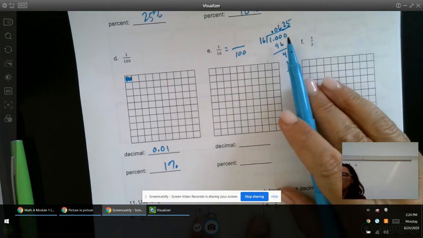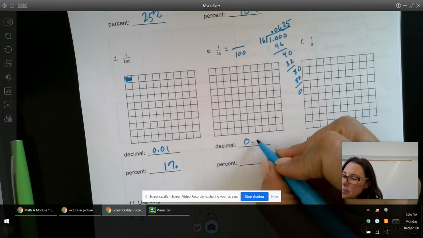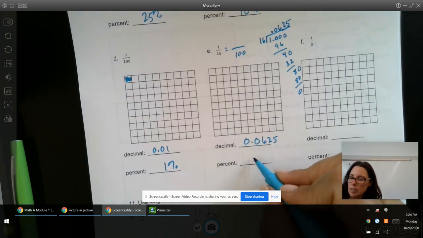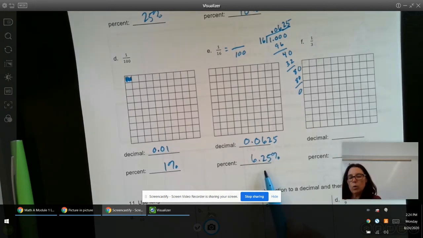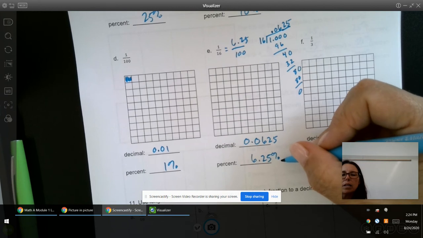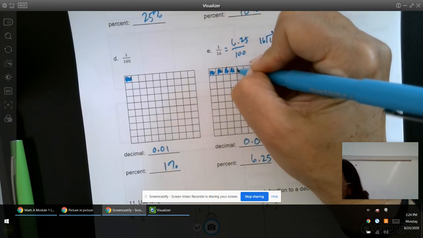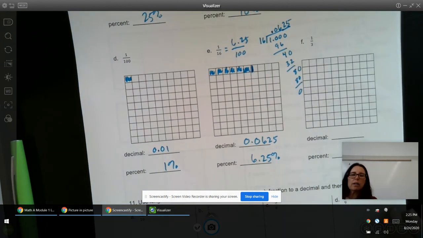Okay. So here's the scoop. There's our decimal answer right here. That's ugly. And then our percent, we're going to multiply by 100, so that's 6.25%. Well, 6.25 is exactly what we're going to be shading inside here, because remember, a percent is really what it is over 100. So 6, 1, 2, 3, 4, 5, 6, and just a smidge of that 7th square.